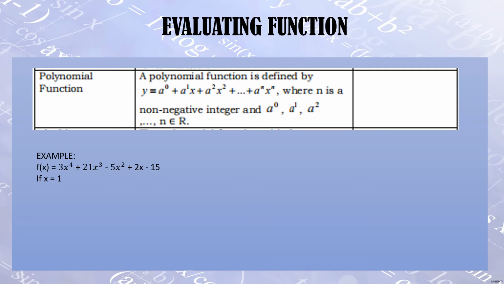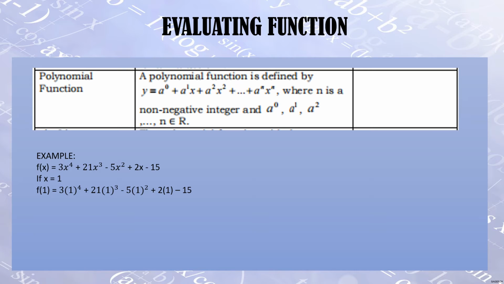And then, what if the given is x is equal to 1? What will be the value? Same as what we did earlier, we replace all x with 1. So f of 1 equals 3 times 1 raised to 4 plus 21 times 1 cubed and so on. We replaced all x with 1 because our given is x equals 1. Then, as we said earlier in our steps in evaluating a function, after we substitute the given value, what we do next is simplify.